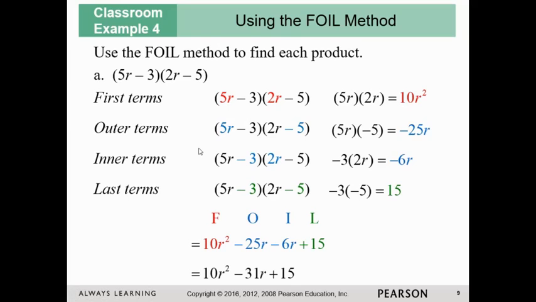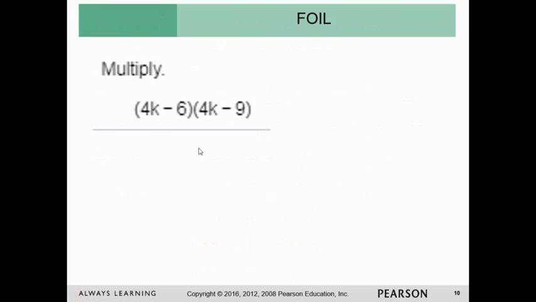Let's take one other look at FOIL here. Here we have a situation like this. So if you like to draw the arrows, 4k times 4k is 16k squared. Remember to square your variable. Always, when you get a variable times a variable, it's going to be squared. The next thing we would do is 4k times negative 9, so that gets us negative 36k. That's our outer. Then we'll do our inner, negative 6 times 4k, which is negative 24k.